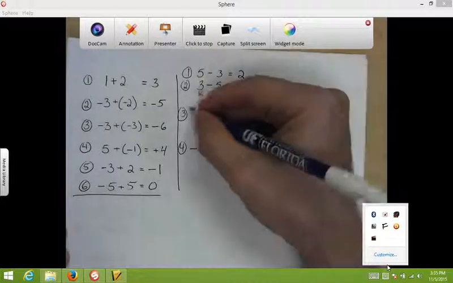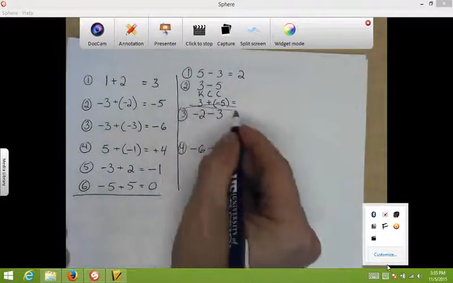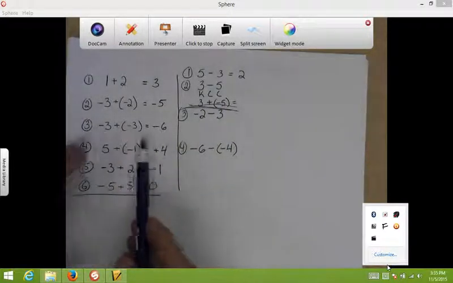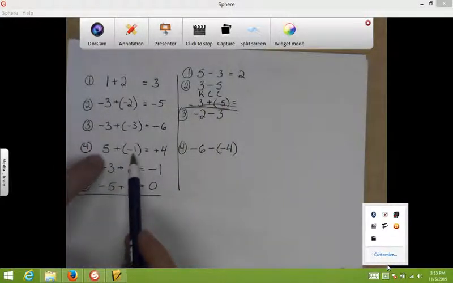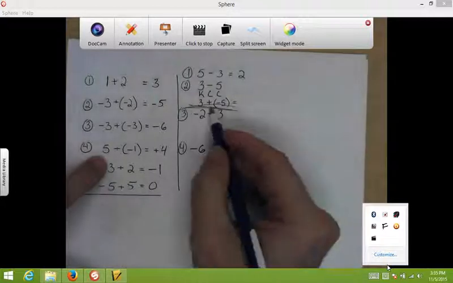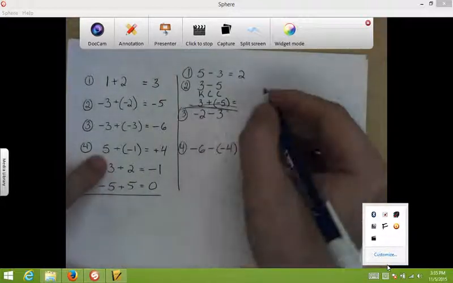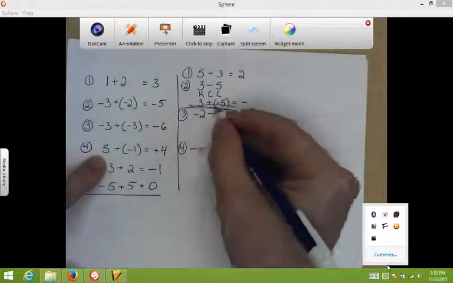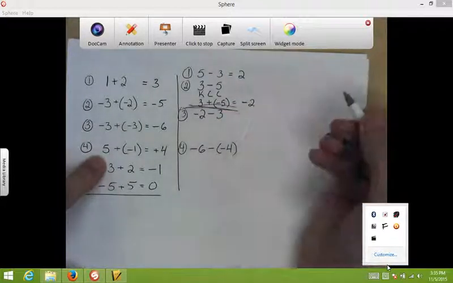Well, now, this problem, 3 plus negative 5, this is just like one of the additions we do where we have signs that are different. So say, alright, do I have more positives or do I have more negatives? I got more negatives, so the answer is negative. What's the difference between 5 and 3? Well, 5 minus 3 is 2, so the answer is negative 2.